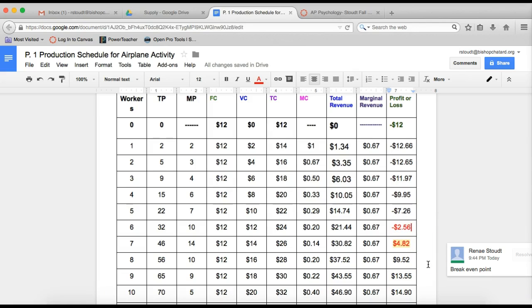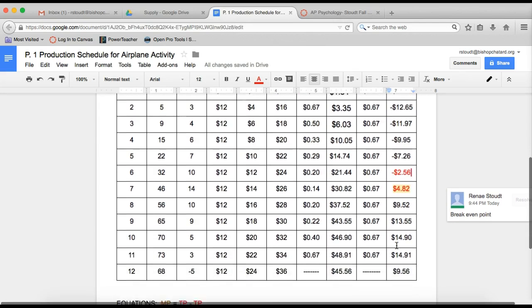Somewhere in between there, we have 6 and 7 workers. So between 6 and 7 workers, somewhere in there, our total revenue and total cost are equal. So somebody always asks, okay, how can I have 6.5 workers? Well, think about it. You can have part-time workers. That's counted as, quote unquote, a half of a worker. Okay, so that's one thing that you can determine. So the break-even point is between 6 and 7 workers because it goes from a loss to a profit.